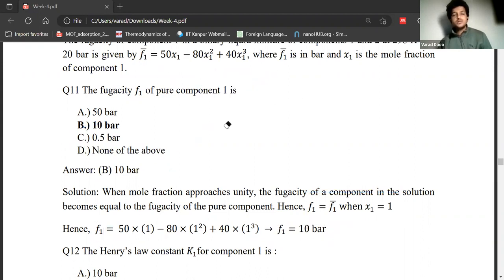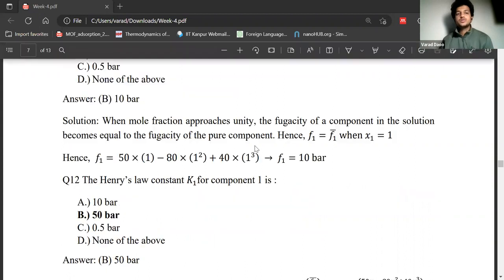So I hope the solution is clear to everyone. I'll give you a couple of minutes to write it down, and in the meantime, if anybody has any doubts, they can ask. Nobody has any questions? Then we'll move on to the next question.